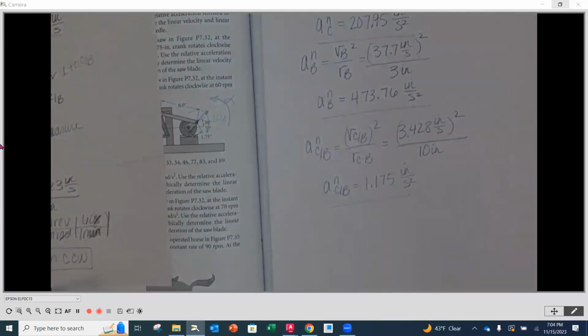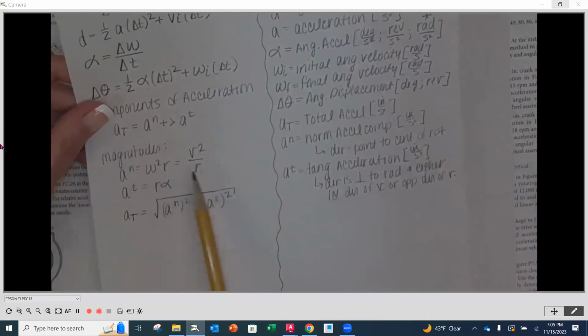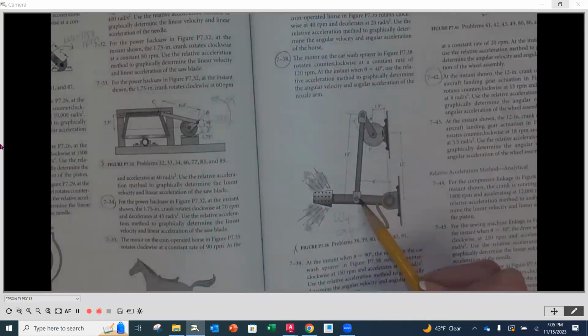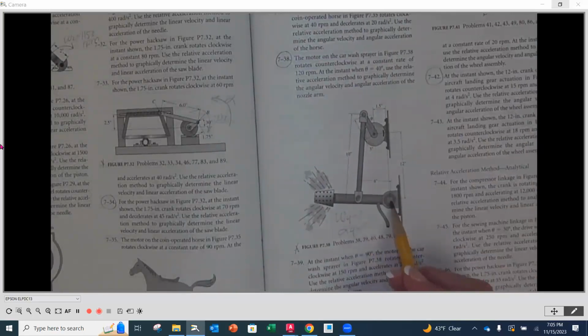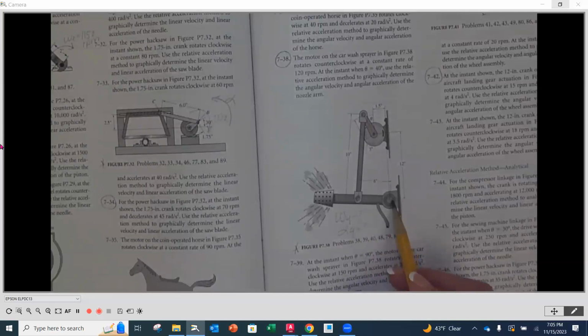So now we're ready to generate this vector diagram. Let's review the directions. So now we've got the magnitudes of those 3. If we go back over here and we use our equation sheet, the first one here is that normal acceleration at C. The direction is always going to point towards its center of rotation. Point C is right here, and its center of rotation is right there. So its tail is going to be at C, and it's going to point towards point D.